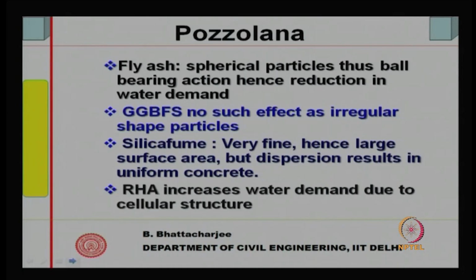And rice husk ash has another kind of problem, because it has a cellular structure. Therefore, rice husk ash causes an increase in water demand due to its cellular structure.